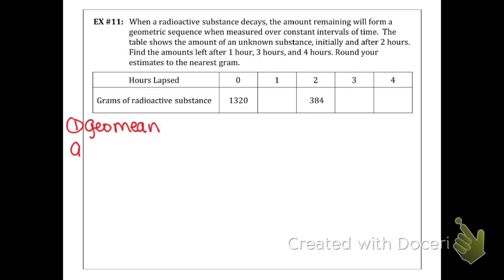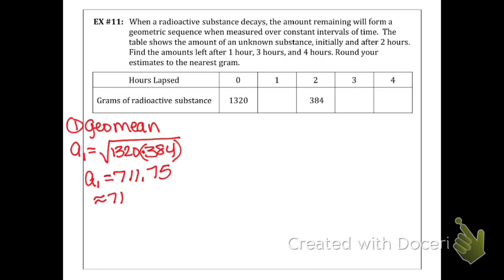And so for a sub 1, that's going to be the square root of the 1320 times the 384. So when I do that, I get approximately 711.75. Everything's in whole numbers, so I'm just going to go ahead and say that is approximately 712.